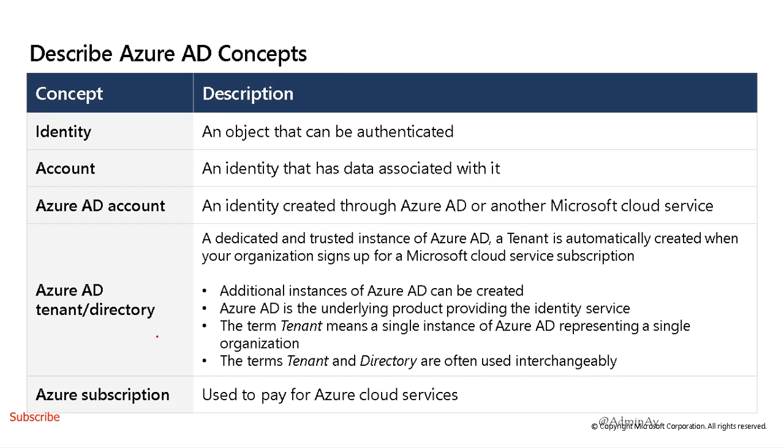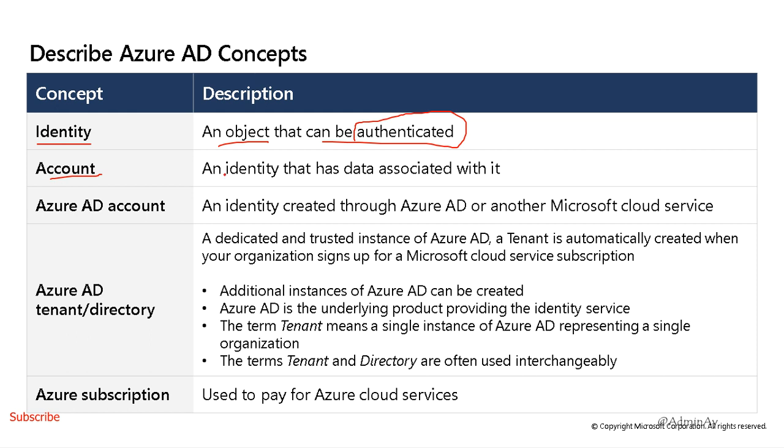Now we move into the next part. We are looking at the major concepts in Azure Active Directory. We have identity. When you hear identity, it's just talking about an object that can be authenticated. So authentication occurs on an object, and that object becomes an identity. Now we have accounts.